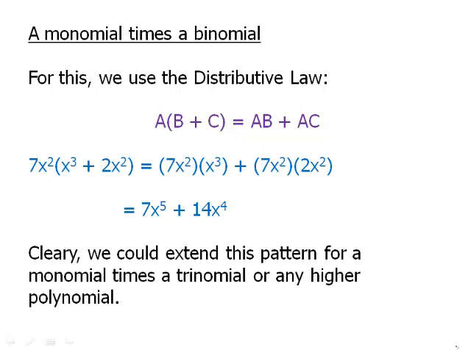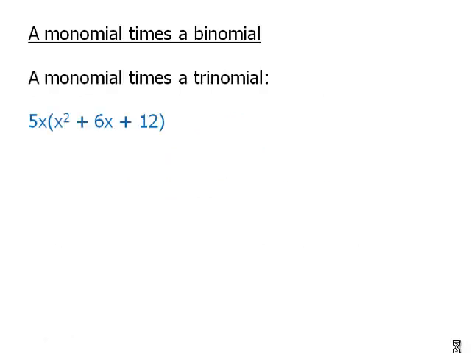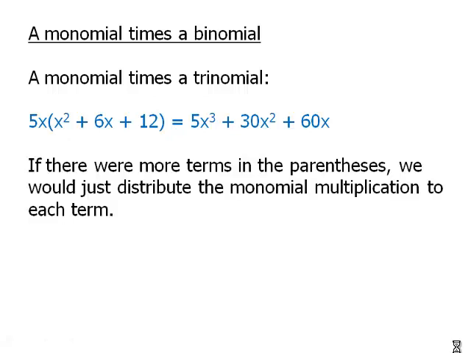Clearly, we could extend this pattern for monomial times a trinomial or any higher polynomial. For example, here's a monomial times a trinomial. We'll multiply that 5x times each individual term, and we'll wind up with this product. If there were more terms in the parentheses, we would just distribute the monomial multiplication to each term.